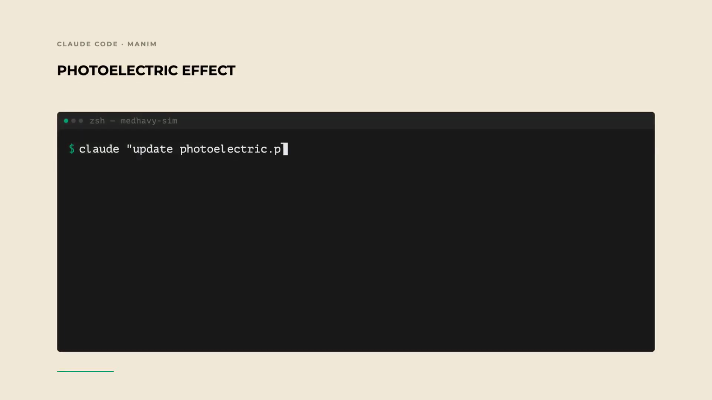Iterate. Claude, update photoelectric.py, velocity arrow scales explicitly as root of h nu minus phi, print K in electron volts under each electron. Submit. Read the diff. Rerun. Prompt. Read, run, check, change. The physics was the excuse to run the loop once.